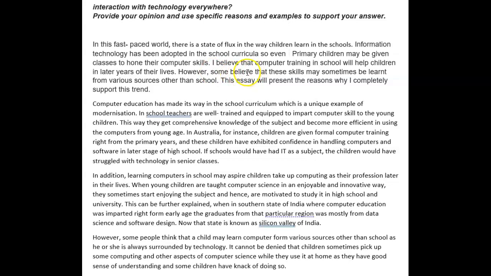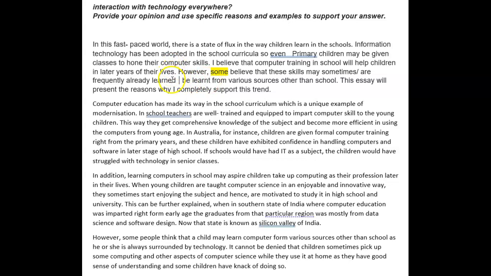Lovely. However, some believe that, so think about who these some might be. Some parents, some critics, some teachers believe that these skills may sometimes be learned from various sources other. Rather than "may", I know I love "may", but I would say "are frequently already learned from". So I would say some parents or some educators argue, rather than believe, because you've got believe there. I would go with argue: these skills are frequently already learned from various sources other than school.